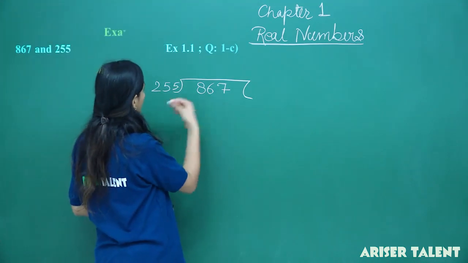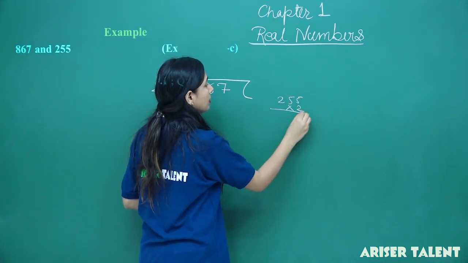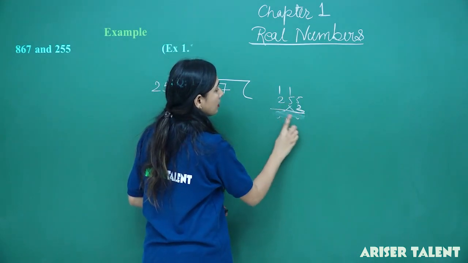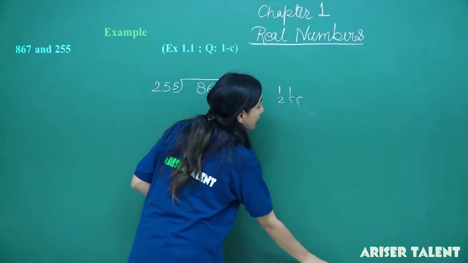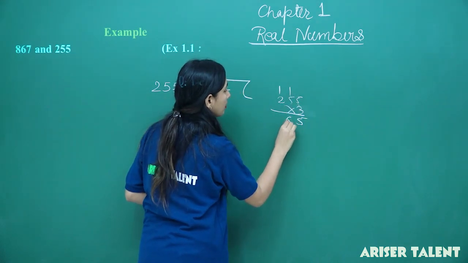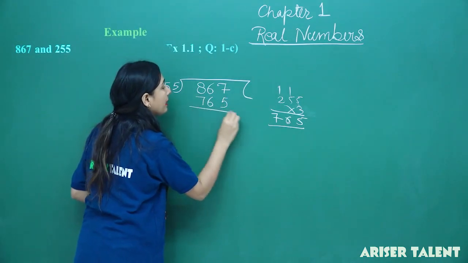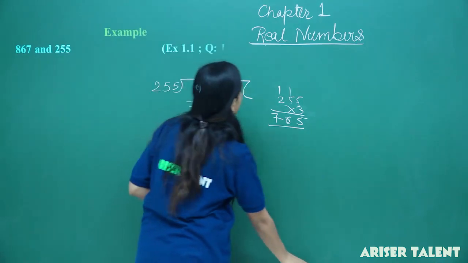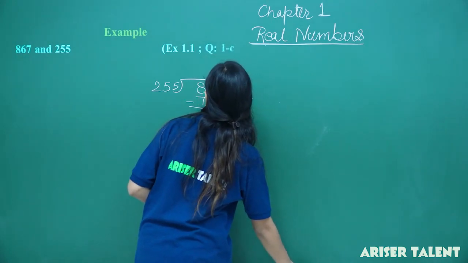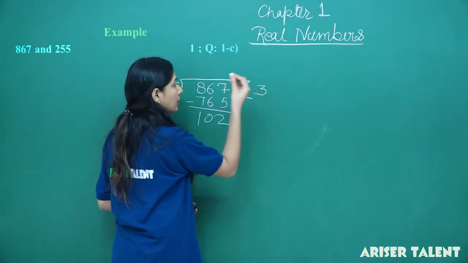Now divide it. I guess 2 times, no, 3 times, sorry, 3 times, okay, 765, remaining 102. 3 times, right?